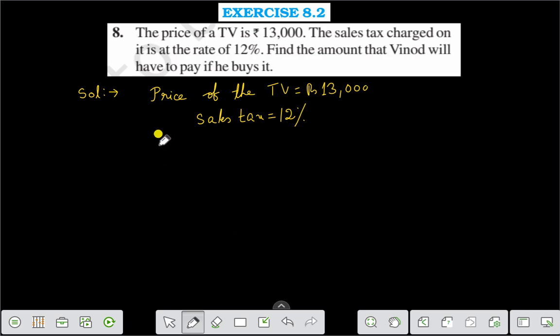Therefore, sales tax will be 12% of rupees 13,000. Therefore, we are getting 12 by 100 into 13,000.